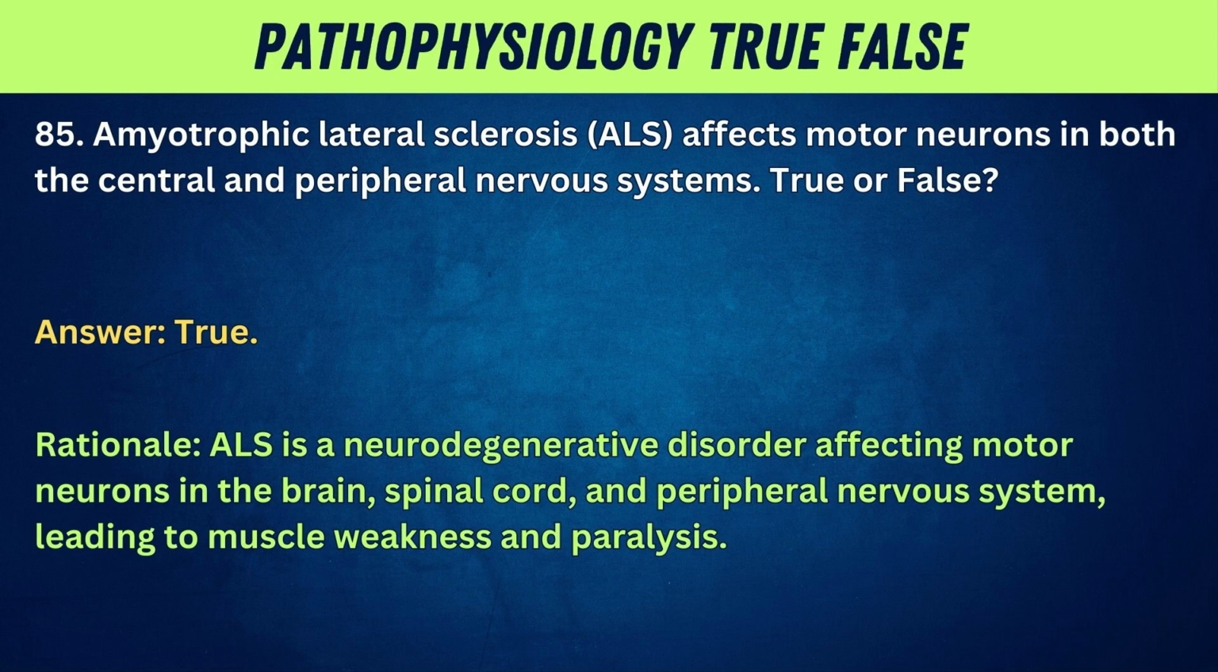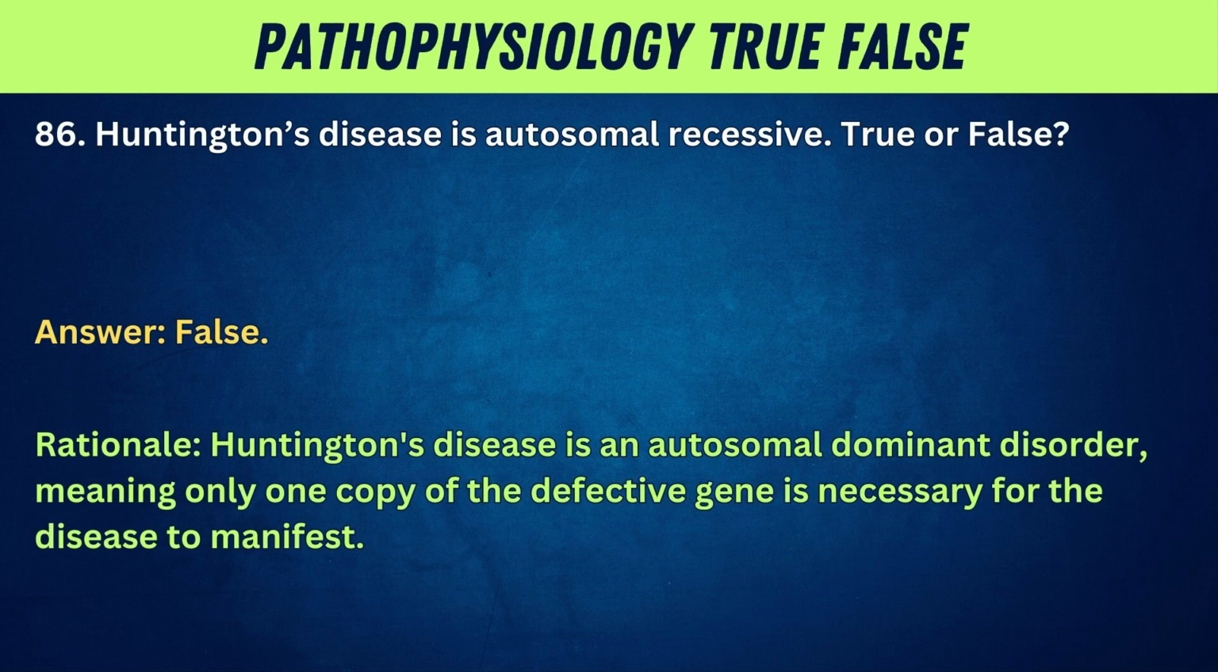85. Amyotrophic lateral sclerosis, ALS, affects motor neurons in both the central and peripheral nervous systems. True or false? Answer: true. Rationale: ALS is a neurodegenerative disorder affecting motor neurons in the brain, spinal cord, and peripheral nervous system, leading to muscle weakness and paralysis.